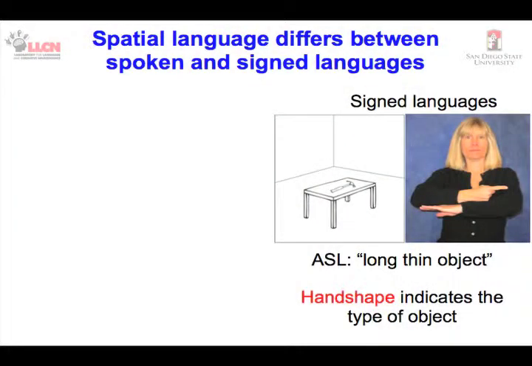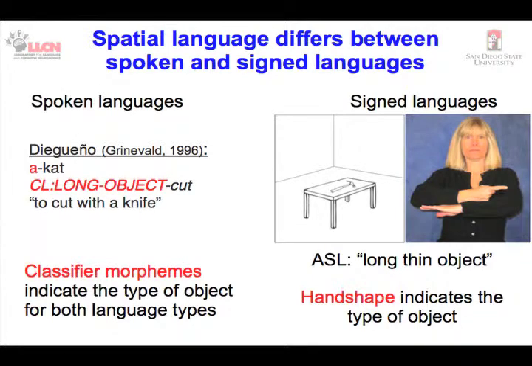Now, the way that sign languages do this, they also have to pick particular hand shapes or hand shape morphemes that indicate the type of object, so curved object or long, thin object, okay? And these are called classifier morphemes because they're somewhat parallel to what's found in some spoken languages, where there's a particular morpheme that indicates the type of object.